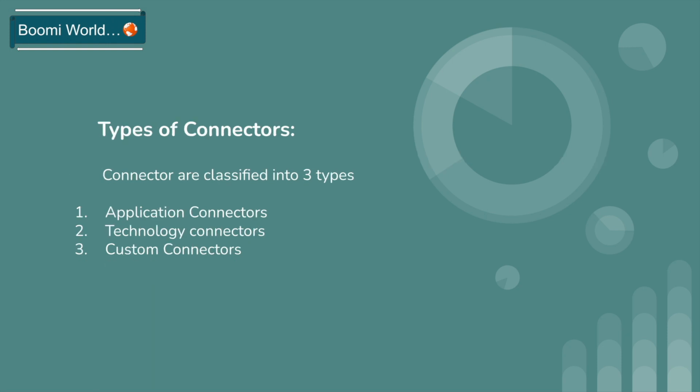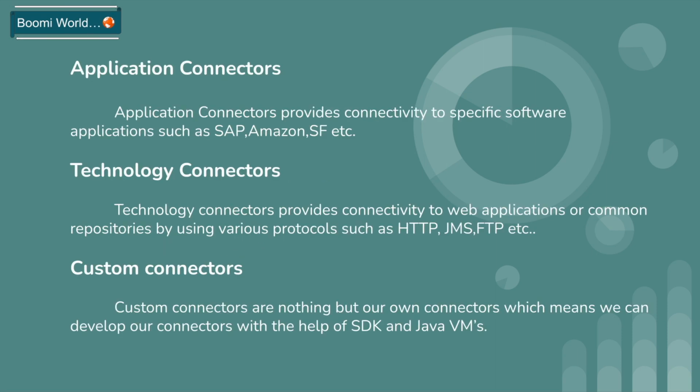So in Boomi, connectors are classified into 3 types: application connectors, technology connectors, and custom connectors. Okay. So what are application connectors, technology connectors, and custom connectors? Application connectors provide the connectivity to specific software applications such as SAP, Amazon, SuccessFactors, Salesforce, Google Drive, etc. Whenever you want to get or send data from any third party application or any browser based application, that time you need to use these application connectors.